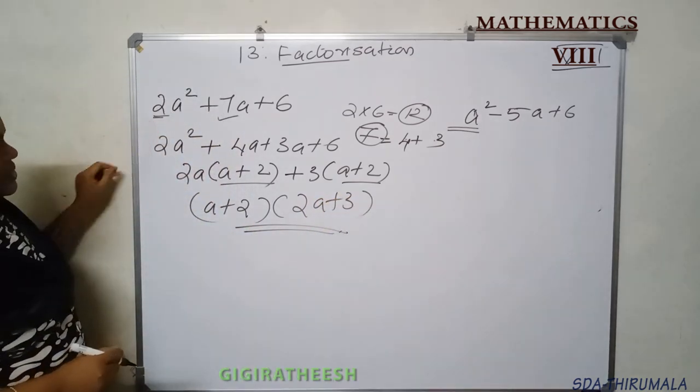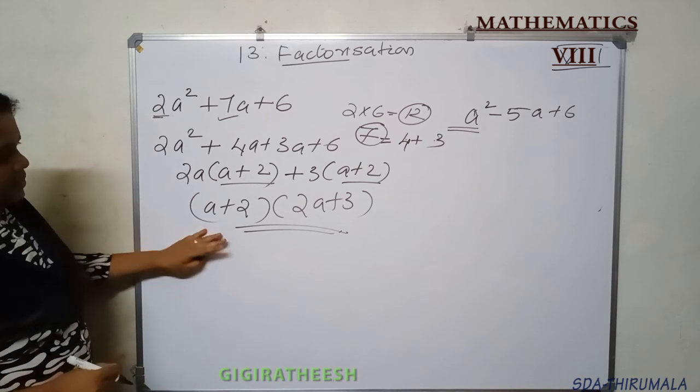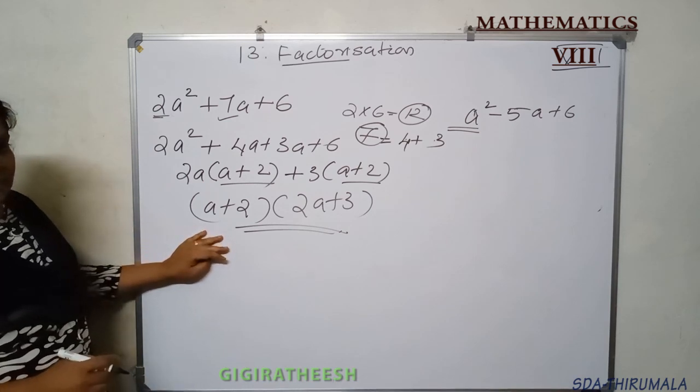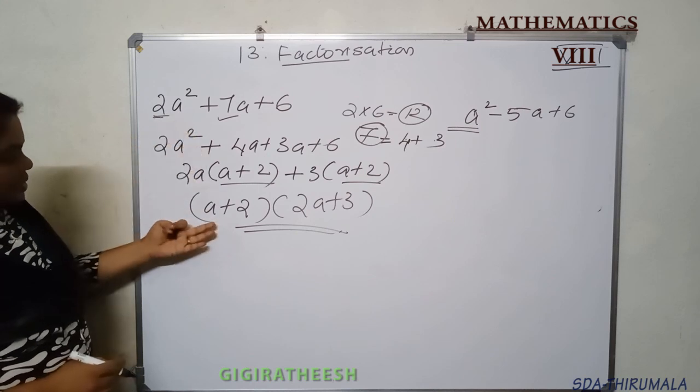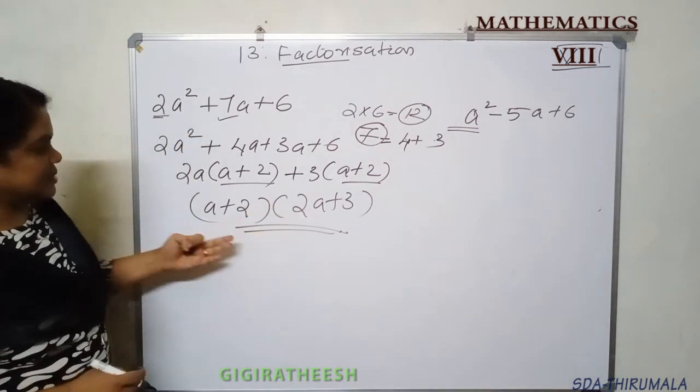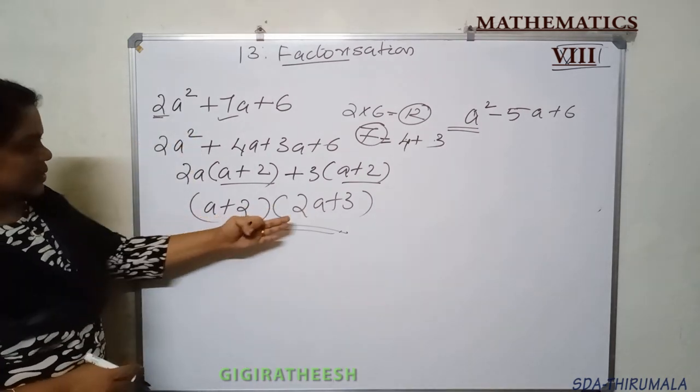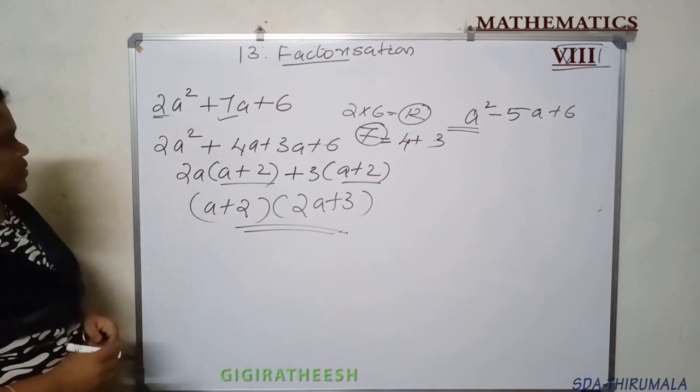2a square plus 7a plus 6. And if you want to check whether it is right or wrong, check yourself. You can multiply these factors, and we get the trinomial 2a square plus 7a plus 6.